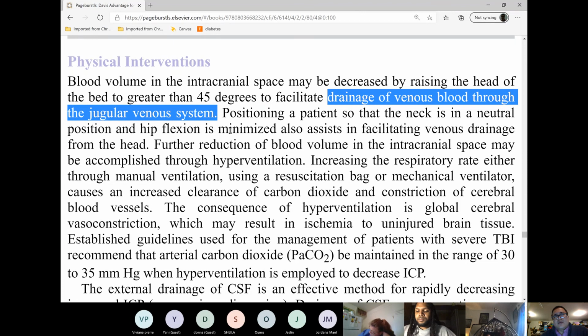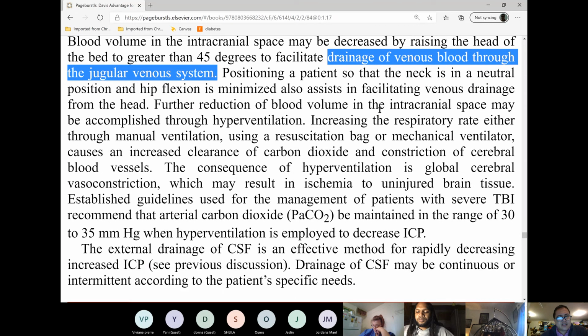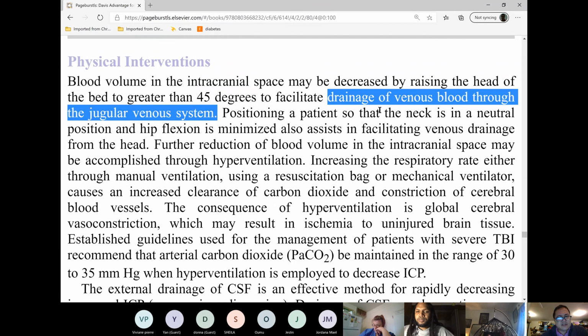If you elevate it any higher, that will actually decrease venous drainage, because your intrathoracic pressure is higher, because your hip is also flexed, right? When you're in a sitting position, once your hip is flexed, the diaphragm is forced to put pressure against the thorax, increasing intrathoracic pressure, decreasing venous return, increasing ICP. Do you get all that? Do you get the rationale?